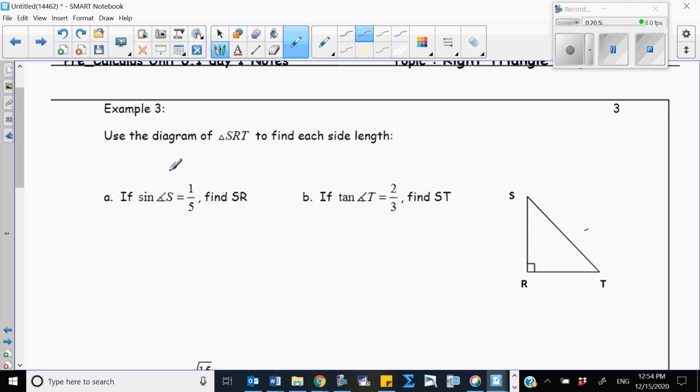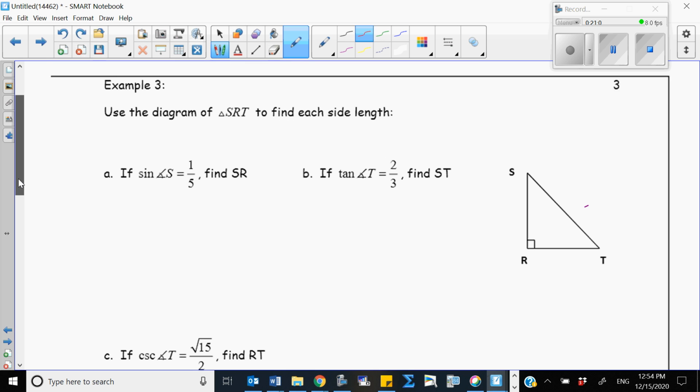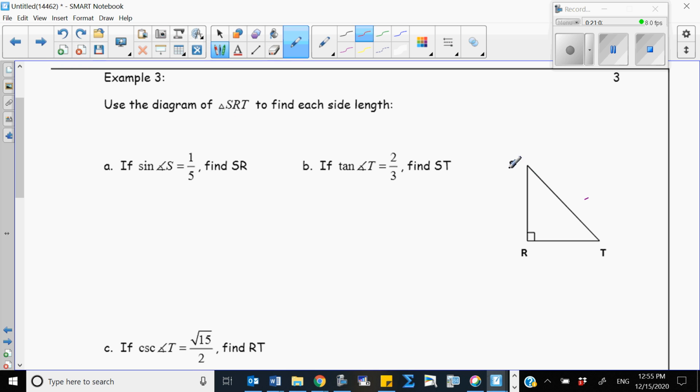Next example is here. We already have a right triangle called SRT, and let's work on the first one. In this triangle, we have sine of angle S equal to 1 over 5, and we are looking for side SR. Notice that in this triangle right now, we don't have the side lengths. All we have is sine of one of the angles. How am I able to find one of the sides? So let's see.